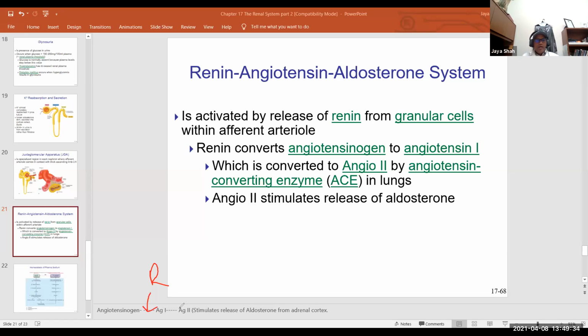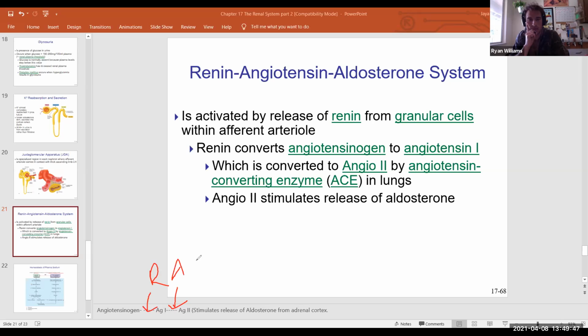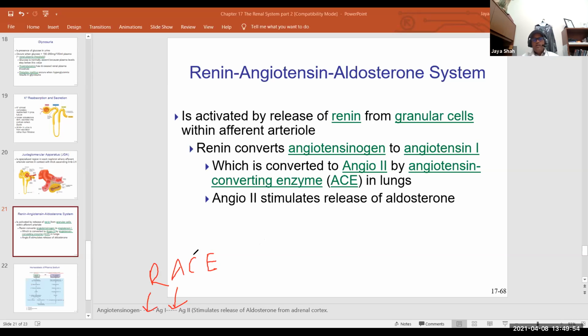Okay. Now angiotensin 1 is converted into angiotensin 2 by ACE, angiotensin converting enzyme, and that enzyme comes from the lungs. Angiotensin 2, then this one, what does it do? It activates your adrenal cortex to release aldosterone.